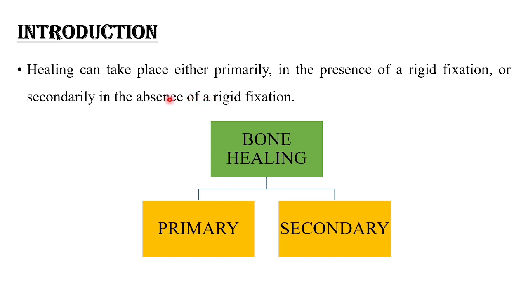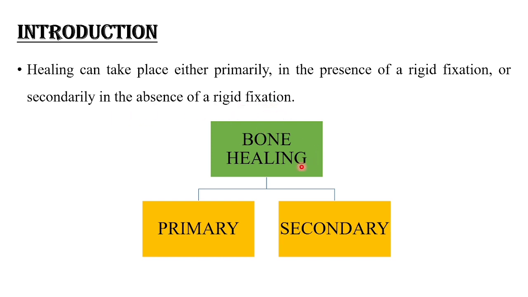So coming to the introduction, before going to the introduction part, that is bone healing, I would like to tell in brief what a fracture is. A fracture in simple terms is a break in continuity of the bone. There are different classifications of fracture, mainly based on etiology, pattern of fracture, and displacement. Coming to fracture healing, the healing can take place either primarily in the presence of a rigid fixation or secondarily in the absence of a rigid fixation.